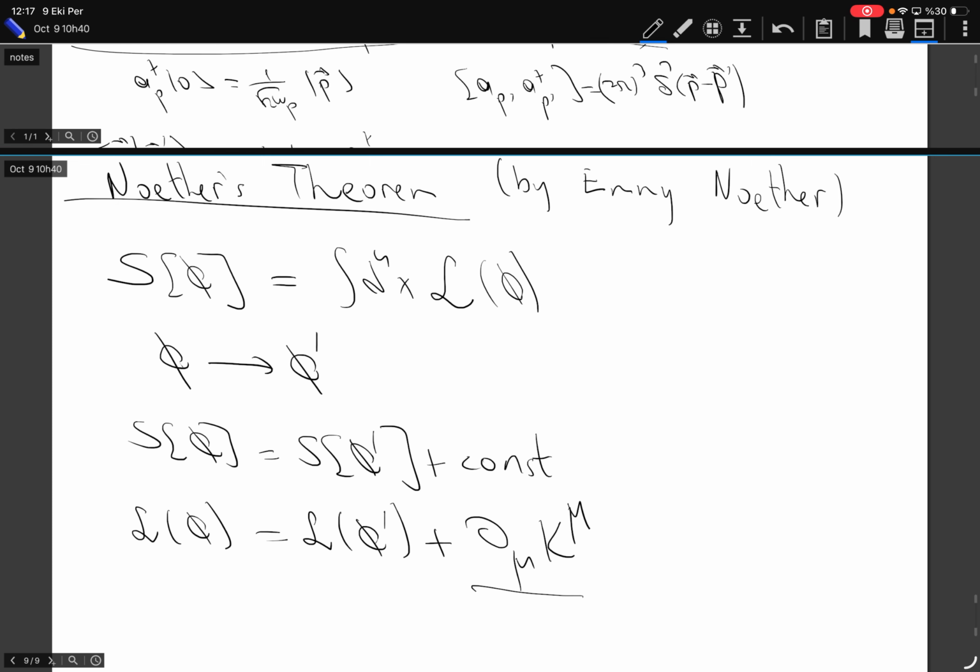I'm just saying that let's assume that I have my fields phi. I just change their definition somehow. I define new fields phi prime. For example, in the case of global phase transformations, this phi prime will be just e to the power minus i theta phi.